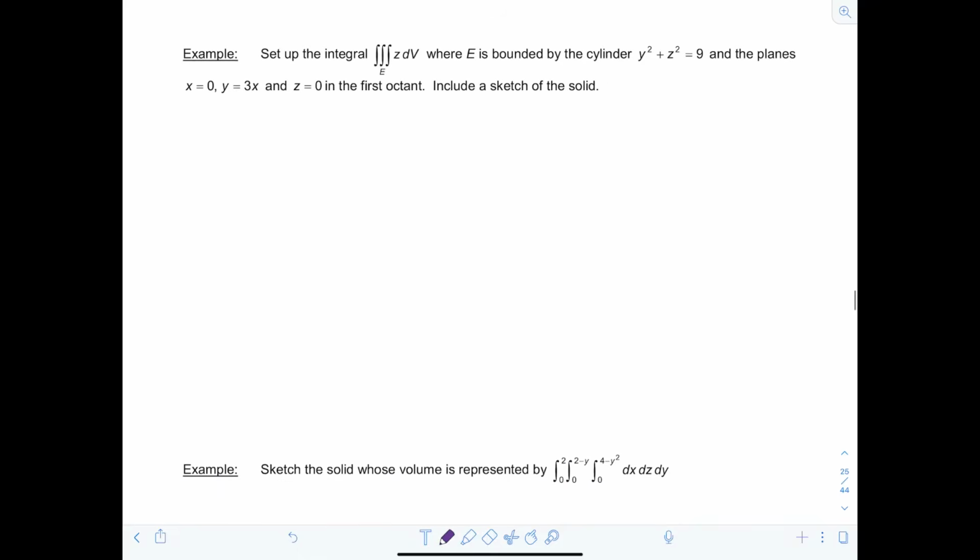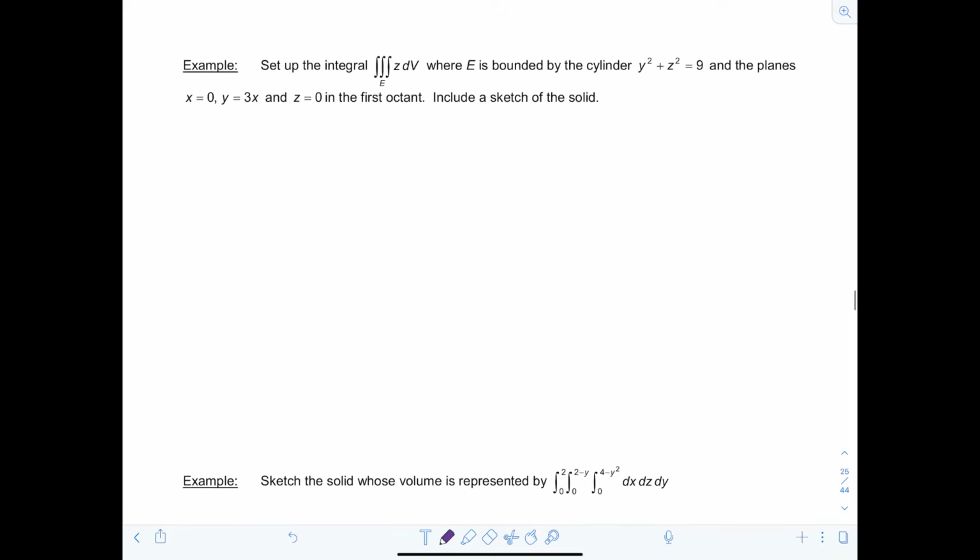Let's set up the triple integral over e of z dv, where e is bounded by the cylinder y squared plus z squared equals 9, and the planes x equals 0, y equals 3x, and z equals 0 in the first octant. Include a sketch of the solid. All right, you got it. So let's see here. This cylinder, y squared plus z squared equals 9, it's opening along the x-axis.